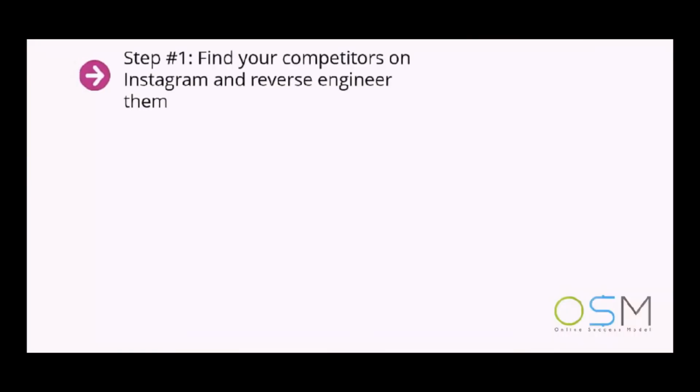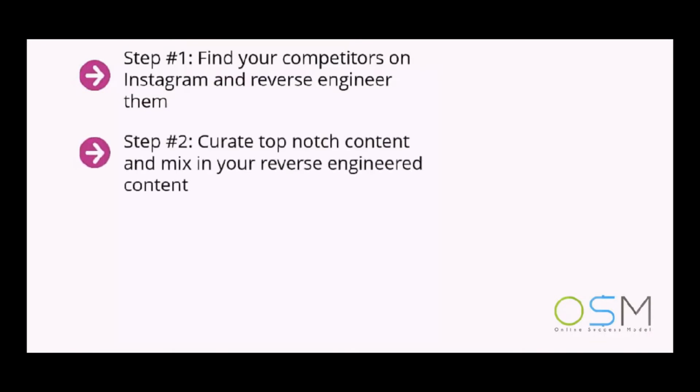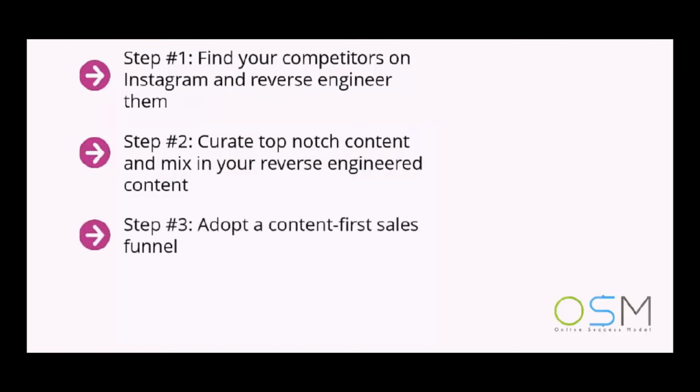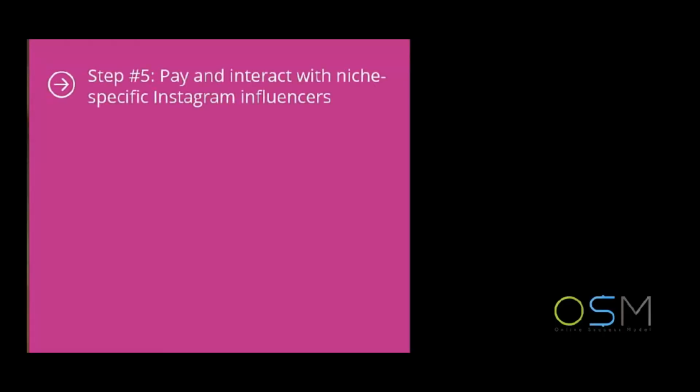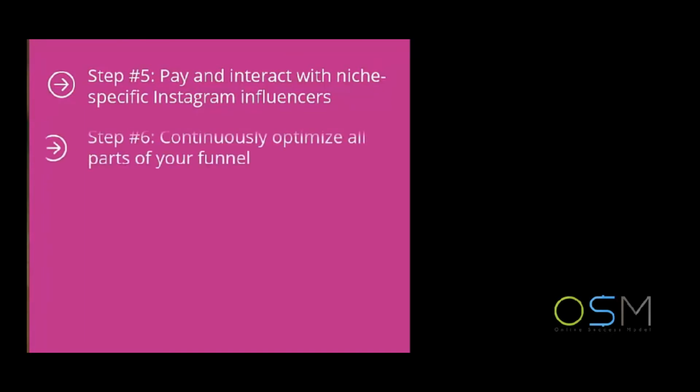Step 1. Find your competitors on Instagram and reverse engineer them. Step 2. Curate top-notch content and mix in your reverse engineered content. Step 3. Adopt a content-first sales funnel. Step 4. Use Facebook's ad retargeting system to pull Instagram users deeper into your funnel. Step 5. Pay and interact with niche-specific Instagram influencers. Step number 6. Continuously optimize all parts of your funnel.